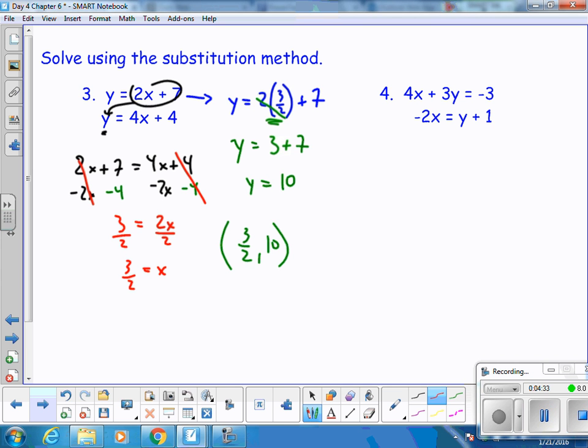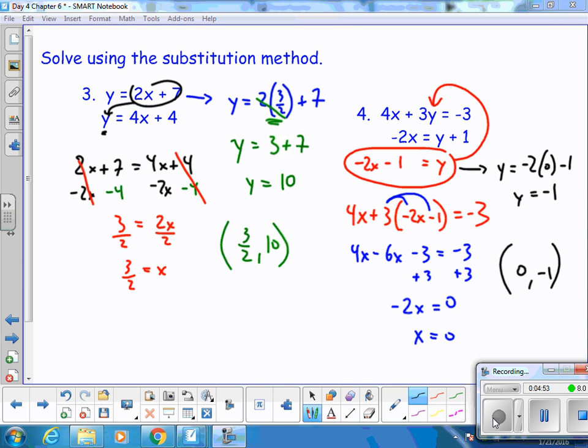All right, why don't you go ahead and try substitution for number 4. So let's press pause, and I will work it out as well. And what I'm going to do is, in order to do this, I'm probably going to isolate y in this equation and substitute it in here.